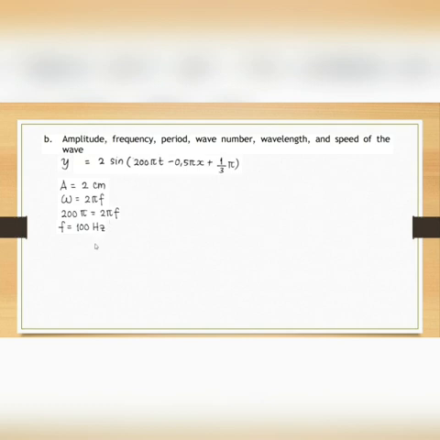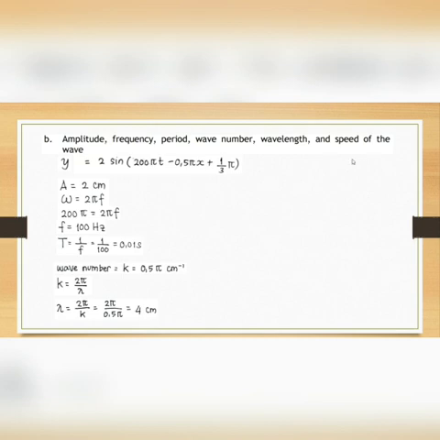And period is, of course, 1 over frequency. It will be equal to 1 over 100 equals 0.01 second. The wave number is given by this value, 0.5 pi centimeter to the power of -1. You don't have to include the negative sign because it only shows that the direction of propagation is to the right. To find the wavelength, we know that k is equal to 2 pi over lambda. So lambda is 2 pi over k, where k is 0.5 pi. So the wavelength is 4 centimeters.